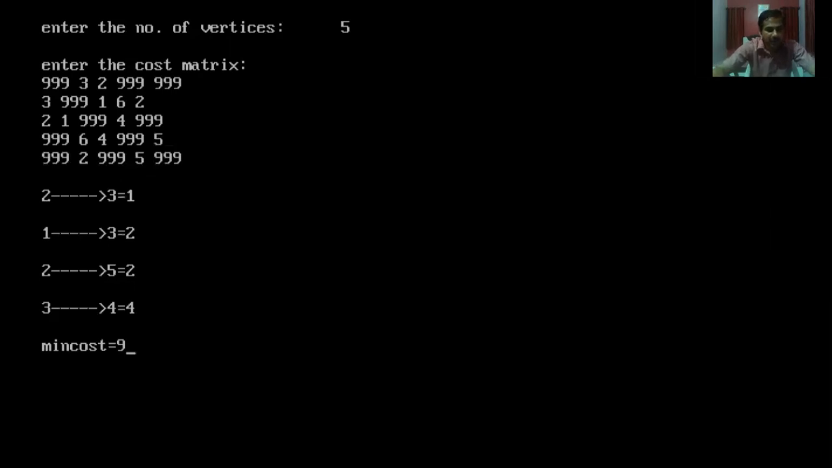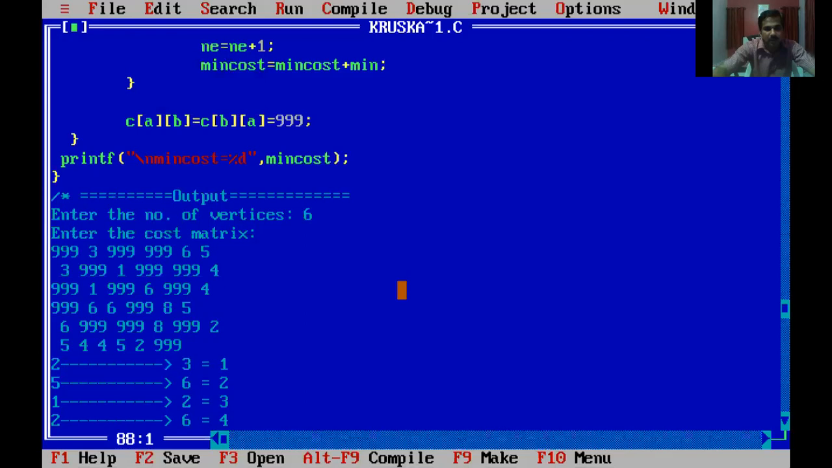So I had the edges 2 to 3. That's the minimum one. Next 1 to 3, it's 2. And 2 to 5, it's 2. I did not consider the edge 1 to 2, even though it is minimum, because if I consider that edge, there would have been a cycle formation. So I straight away go to the next stage, that is 3 to 4. So the minimum cost is 9 here. 4 plus 2, 6, 6 plus 2, 8, 8 plus 1, 9.